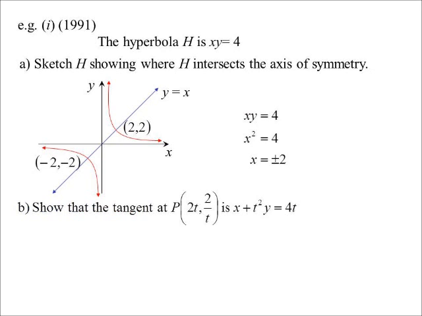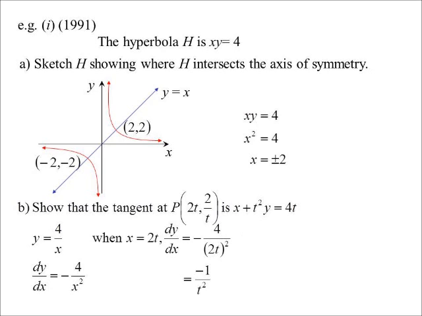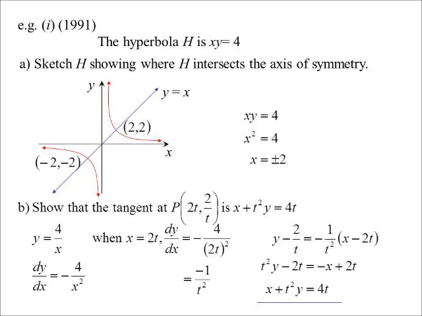The second part was to just go and find the equation of the tangent. In this case, it's xy equals c squared, so c for this one is 2. So the parametrics become 2t, 2 on t. Differentiate, minus 4 on x squared. Sub in, our slope's minus 1 on t squared. Point slope formula. Let's expand and get rid of the fractions, and we get our x plus t squared y is 4t.